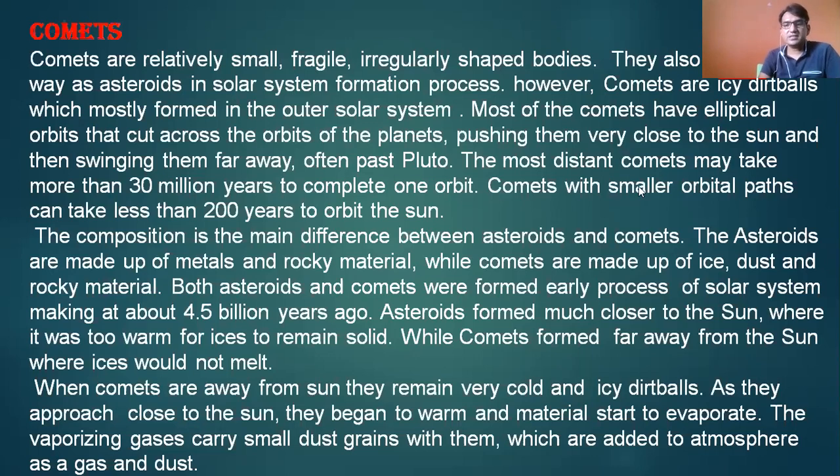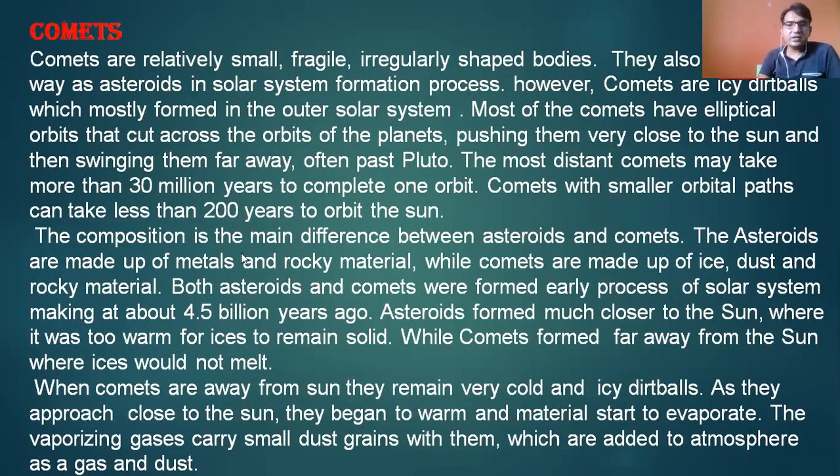So comets with smaller orbital path can take less than 200 years to orbit the sun. तो जो करीब हो जाते हैं, यानी कि जिनका ऑर्बिट छोटा होता है, तो उनको सिर्फ 200 साल लगते हैं एक ऑर्बिट पूरा करने में.